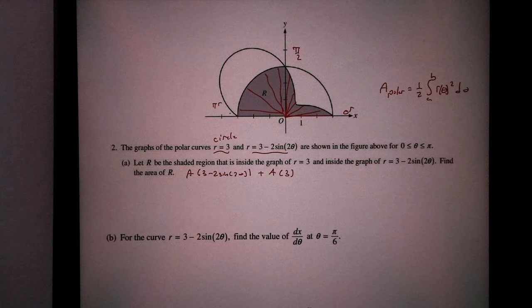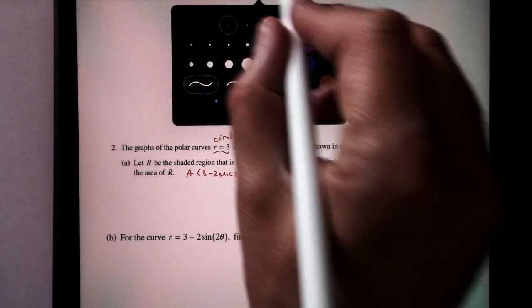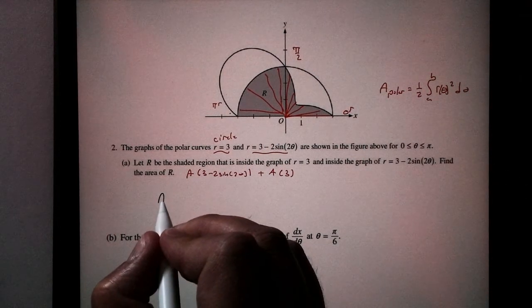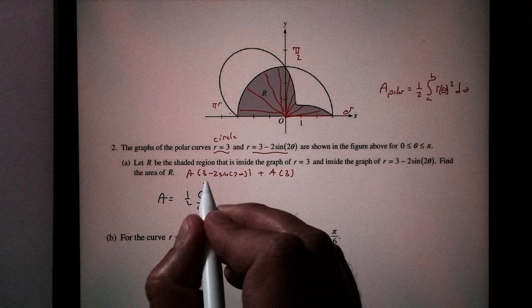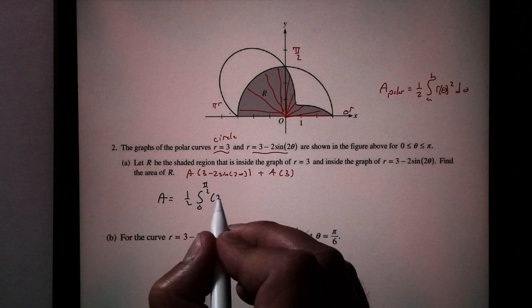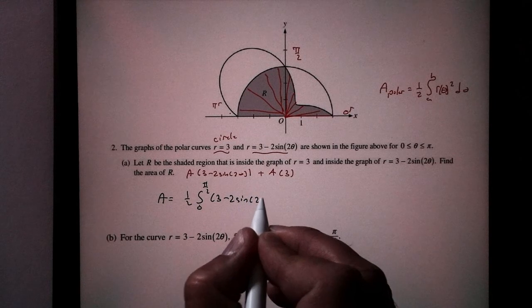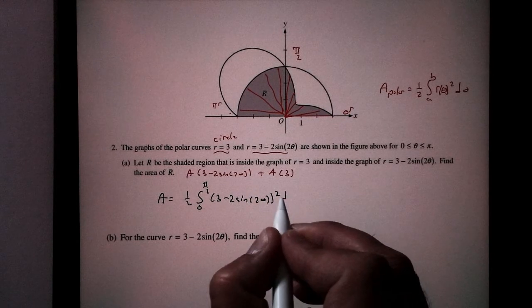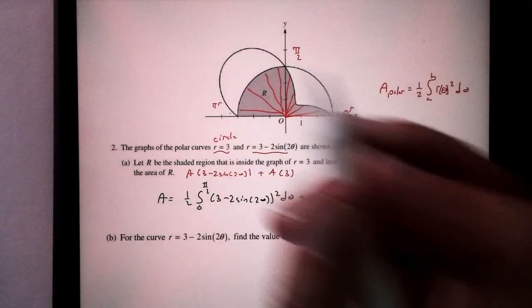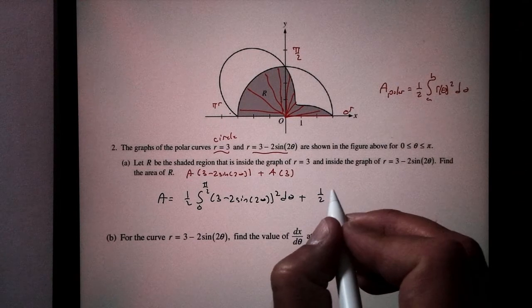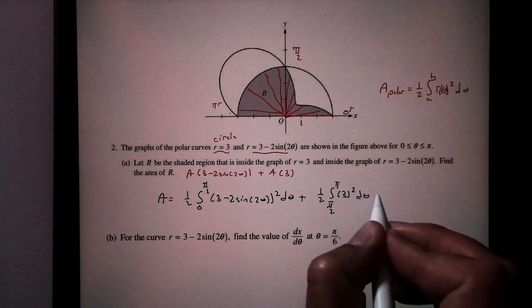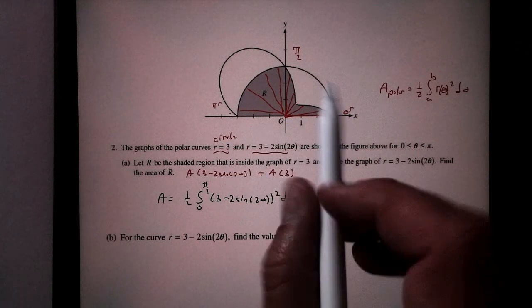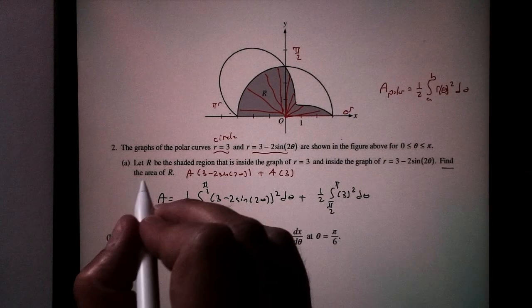So I'm going to set up two different integrals to find out this area. So let's take a look here. So the first one, our area equals 1/2. Remember, we're going from 0 to pi over 2, and that's going to be 3 minus 2 sine 2 theta squared d theta plus, now even though I know this is a quarter of a circle, I'm not thinking, I'm just going to get the answer, 1/2 integral from pi over 2 to pi of 3 squared d theta. And there's our expression.